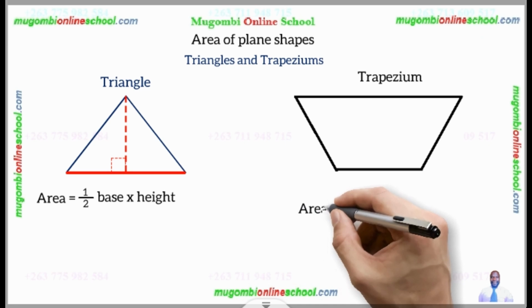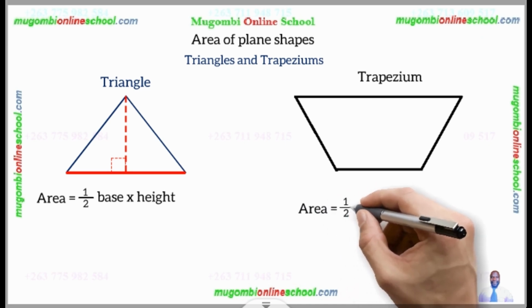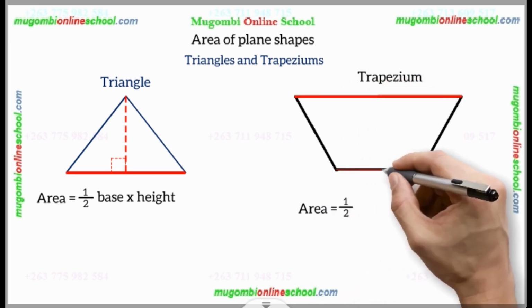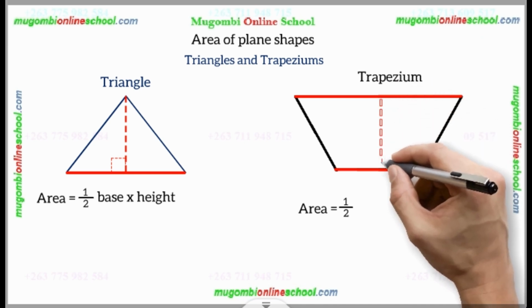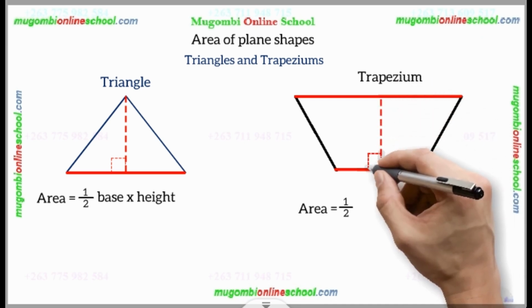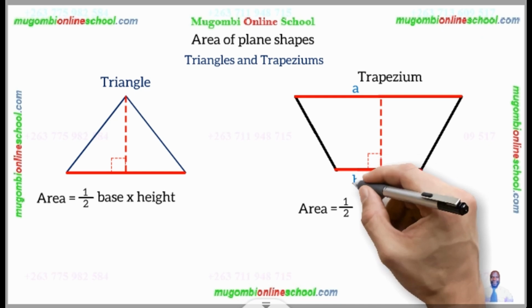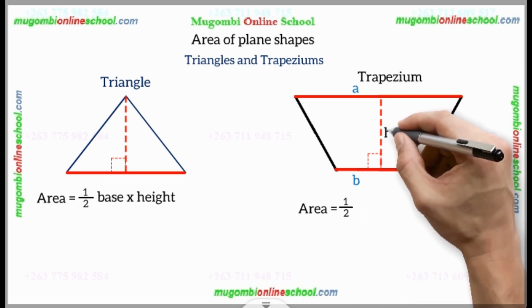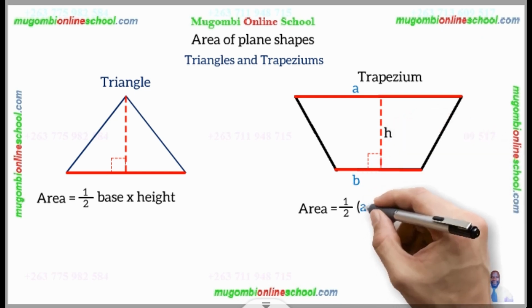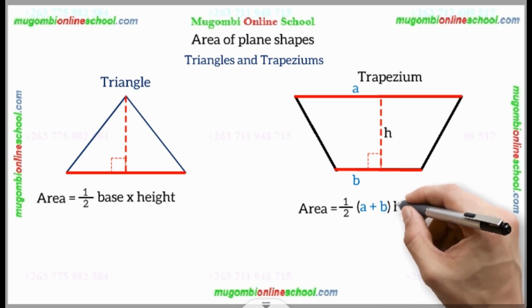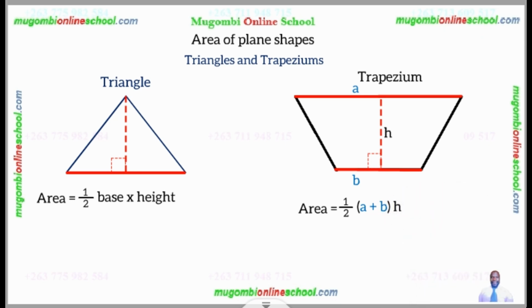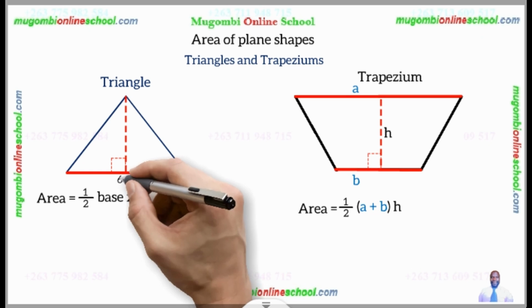It has got two parallel lines. So the area of a trapezium is calculated as half the sum of the two parallel sides times the perpendicular height. Like this, let's say these parallel sides are A and B and the height is H. So we simply say half (A plus B) times height, A plus B being the parallel sides, times the perpendicular height.